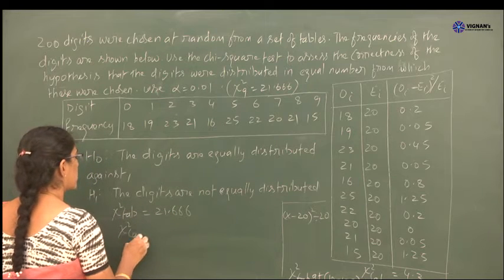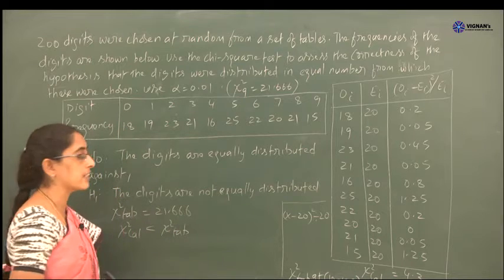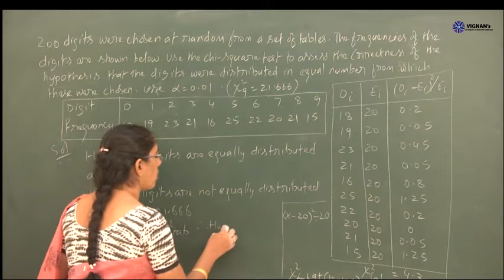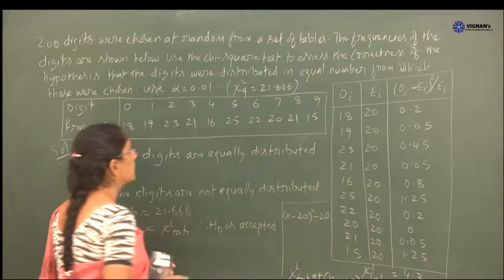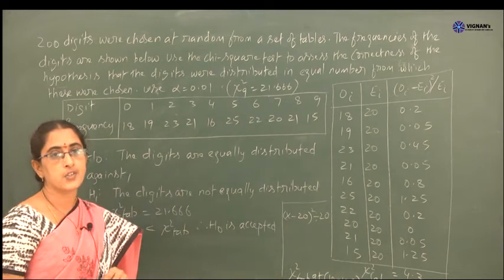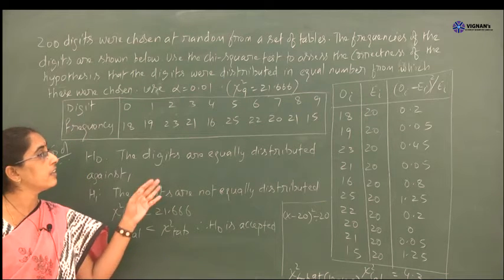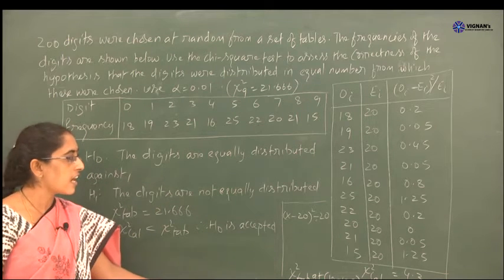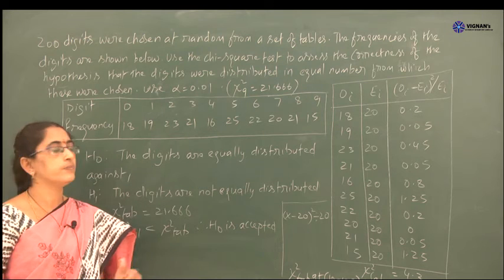That means here chi-square calculated is less than chi-square tabulated. So therefore H0 is accepted. H0 is accepted means here the digits are equally distributed. So the final conclusion is here the digits are equally distributed. So these are the problems regarding the chi-square test with equal frequencies.